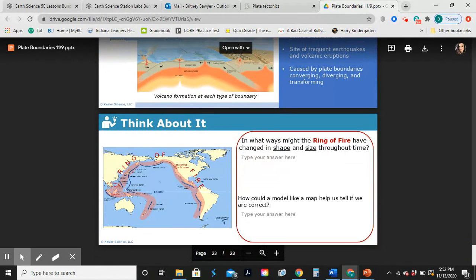On this slide, you're going to tell me in what ways the Ring of Fire might have changed in shape and size throughout time. So when this was Pangea, where do you think the Ring of Fire started off? How big do you think it was, and how much do you think it has grown? By looking at a model like a map, how could that tell us if our thought process is correct? That's what you're going to answer right there on that second question.